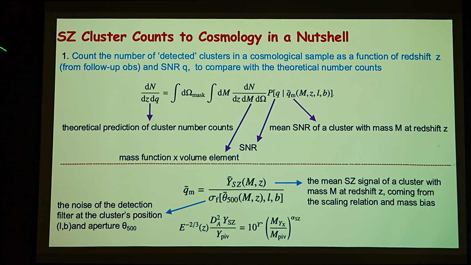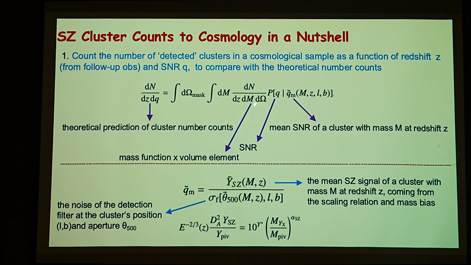In a nutshell, when you say we'll do cluster cosmology, and there have been two great review talks over here by Brad and Inon about SZ and X-ray cluster cosmology, where they detect the number of clusters and have fantastic cosmological results. What you do is detect these clusters in a cosmological sample as a function of redshift, which comes from follow-up. For SZ, there is some signal to noise ratio. For X-ray, there can be some count rate, compared to theoretical number counts.